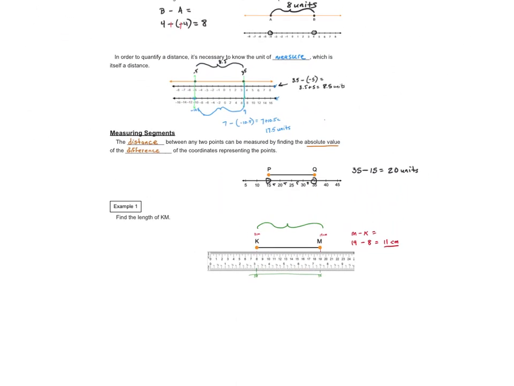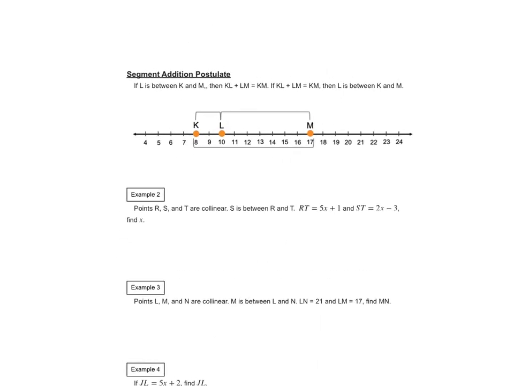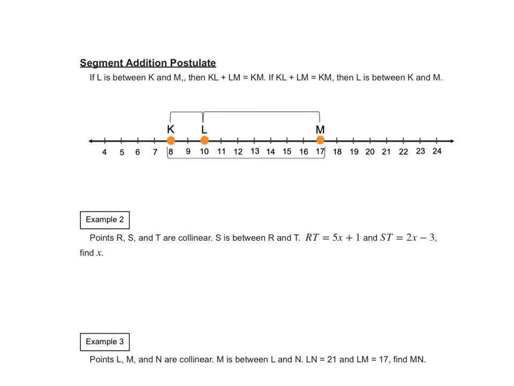So moving on, now that we've talked about how to measure distance, let's talk about the segment addition postulate. What that says is, if L is between K and M on a number line, then KL plus LM, this little piece plus this little piece, is going to be equal to the entire piece KM. So that's just saying that we can combine these to form a larger value. So KL plus LM is going to equal KM.